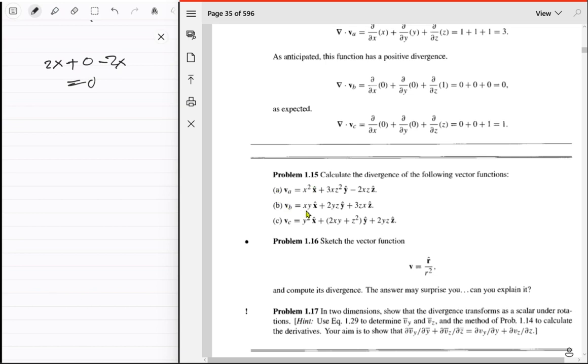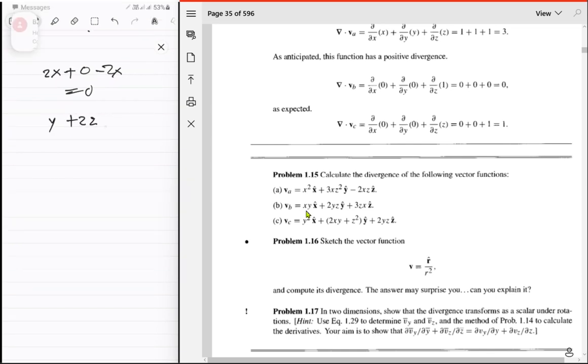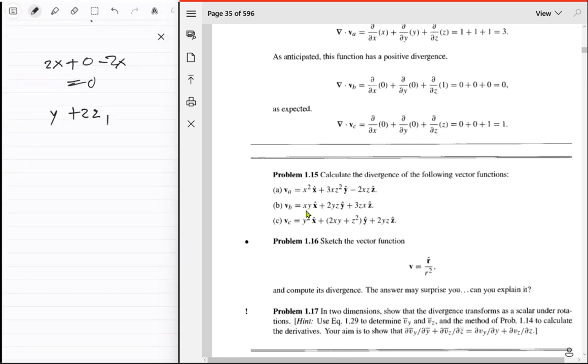For the second one, y, then plus 2z, then plus 3x. I don't know. Plus 3x. All right. Yeah, that's right. Sure. Okay. The next one, 0.